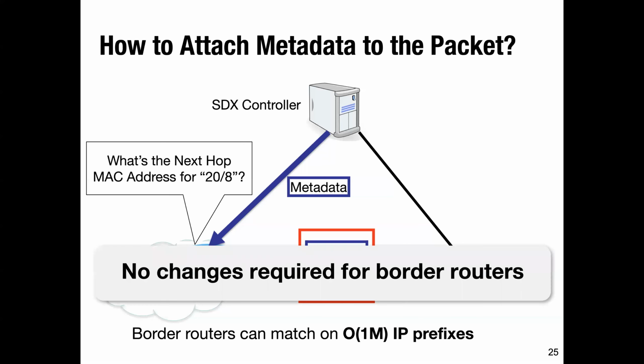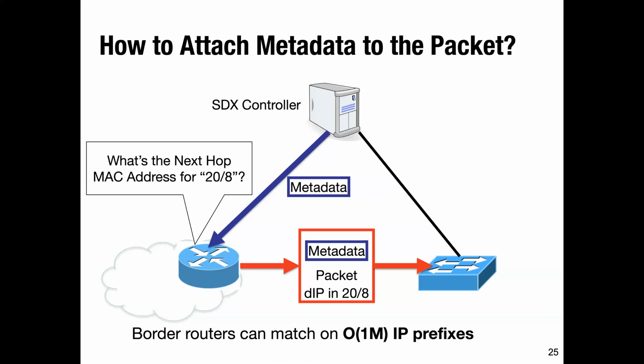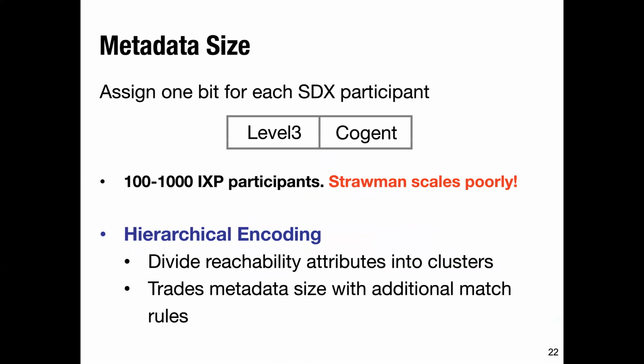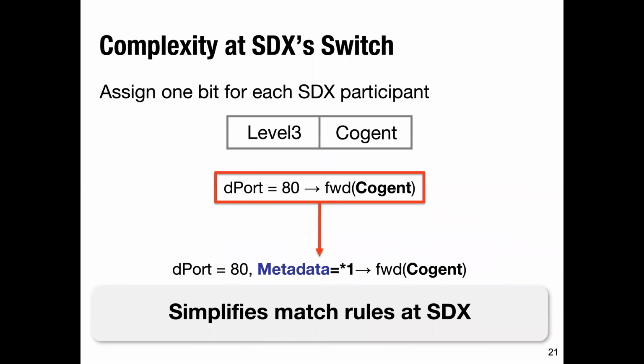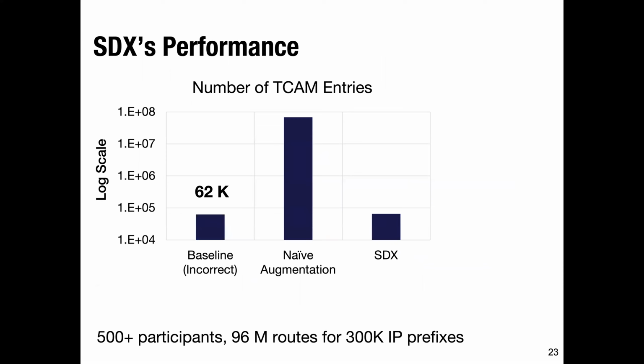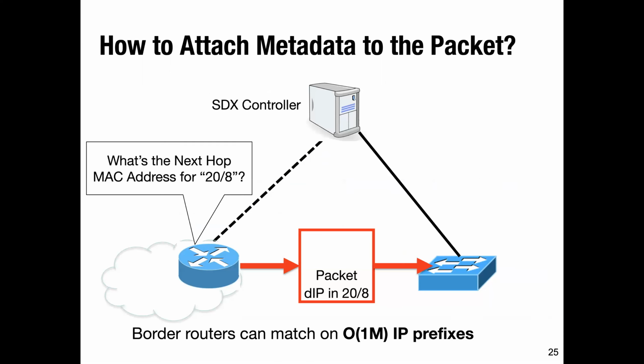So the rule that we were looking at earlier, maybe I should go back a bit. Yes. Here, when it says the metadata equals *1, technically the rule will be: when the destination MAC is *1, which means the second bit of the destination MAC address is 1, then this packet can be forwarded to Cogent. That's how this metadata match is going to work in a real SDX implementation.